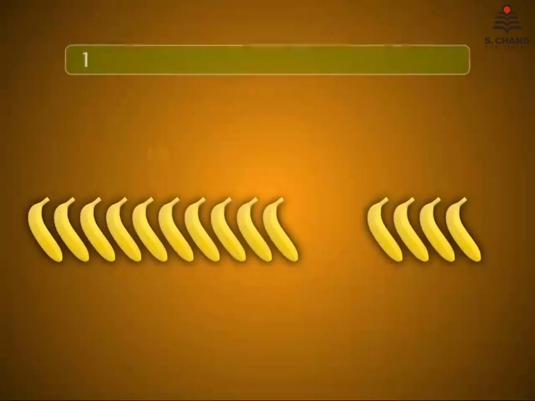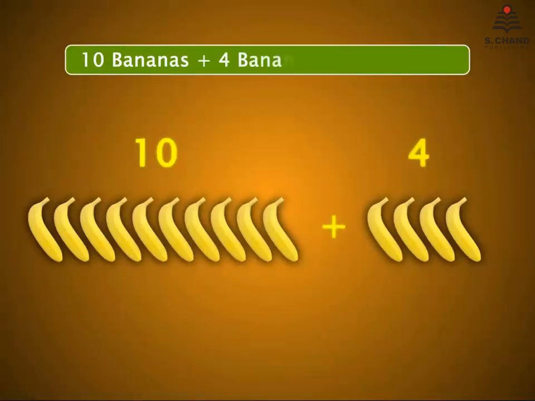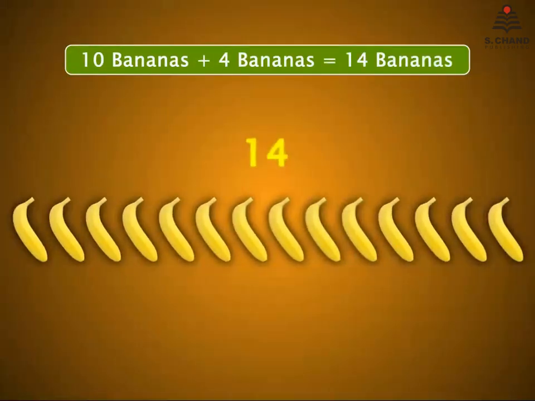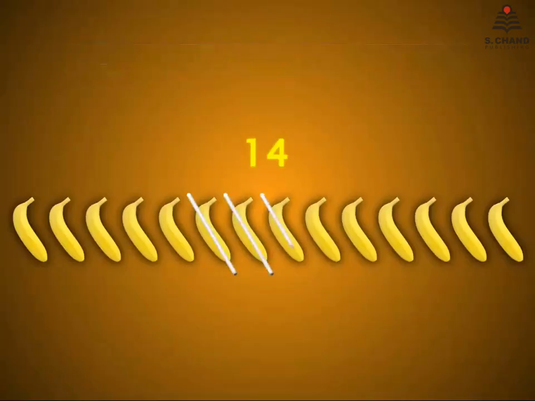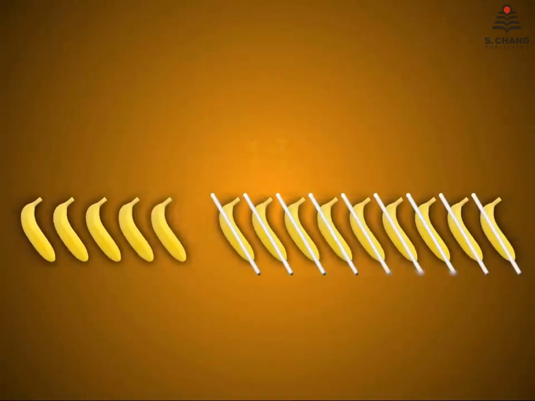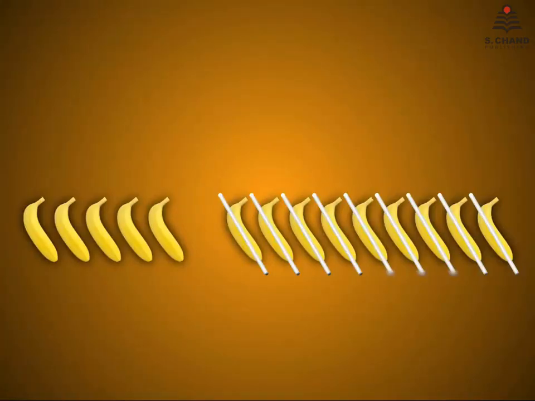Let's add the bunch of 10 bananas with the 4 loose ones. Now, let us take away 9 bananas from the new group of 14 ones. So, how many bananas are left? 14 minus 9 is 5. Therefore, if Sam has 14 bananas and we take away 9, then 5 bananas are left with Sam.